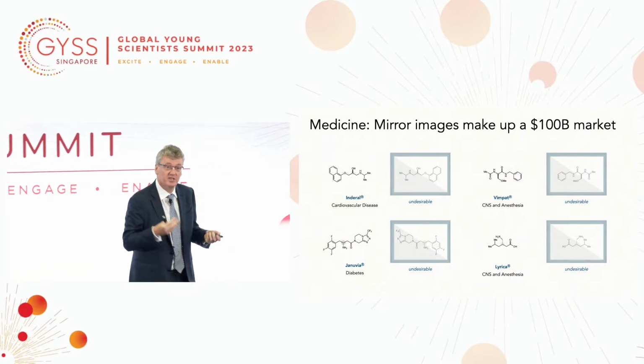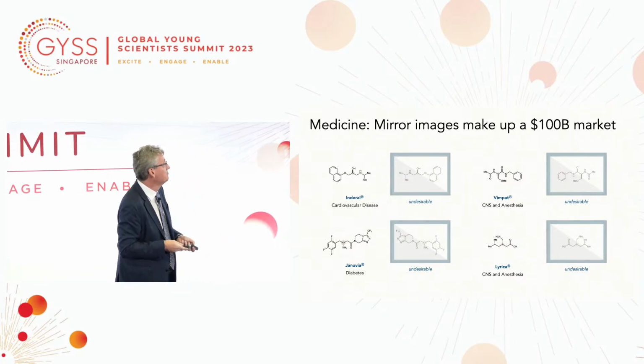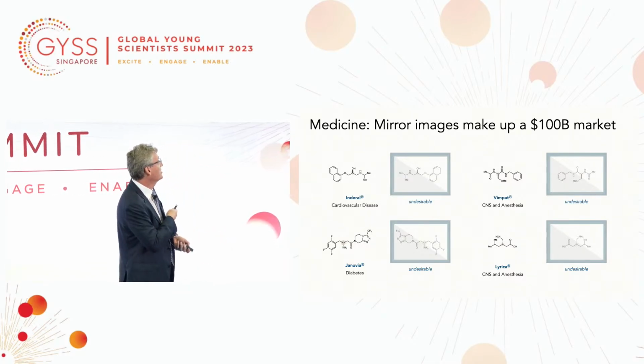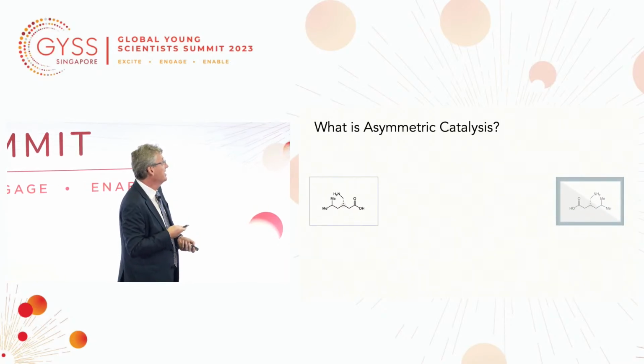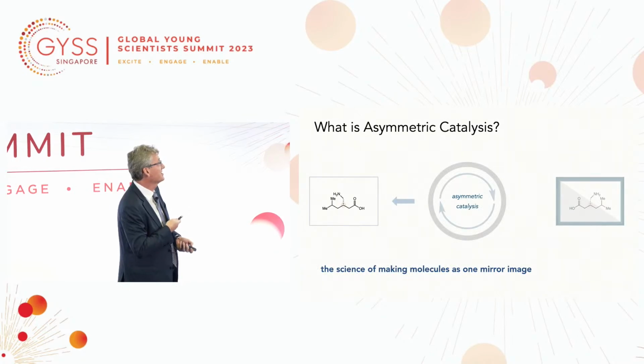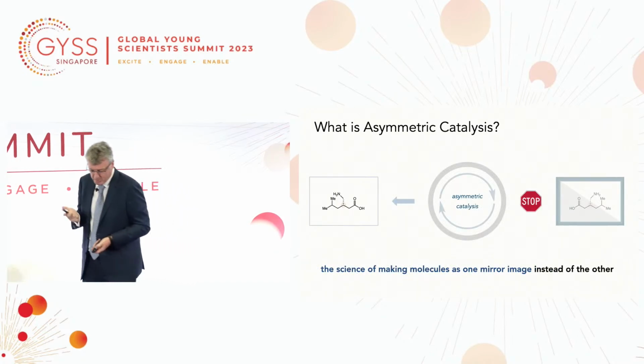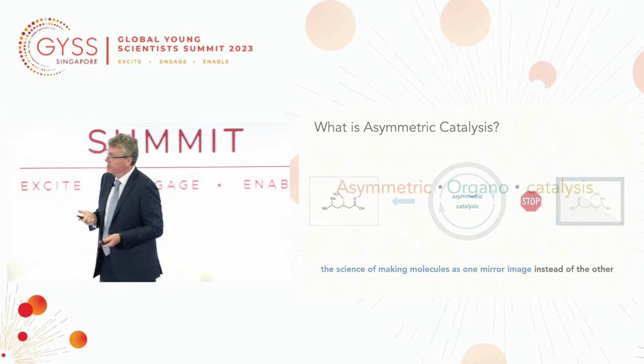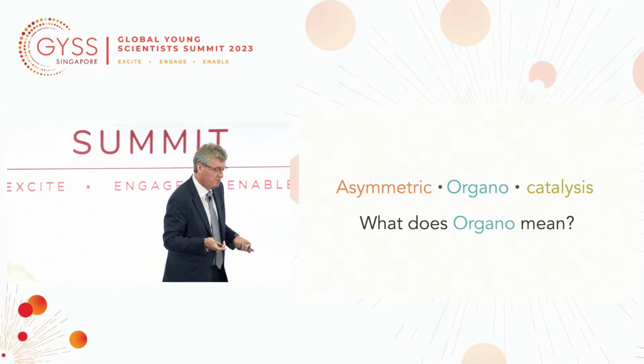It can be dangerous, it can be toxic, it can give you side effects. So how are we going to make this one mirror image? Well, we're going to take effectively catalysis, and this becomes known as asymmetric catalysis, to make one without making the other one. Okay, so far so good. Next question becomes, what does organo mean?